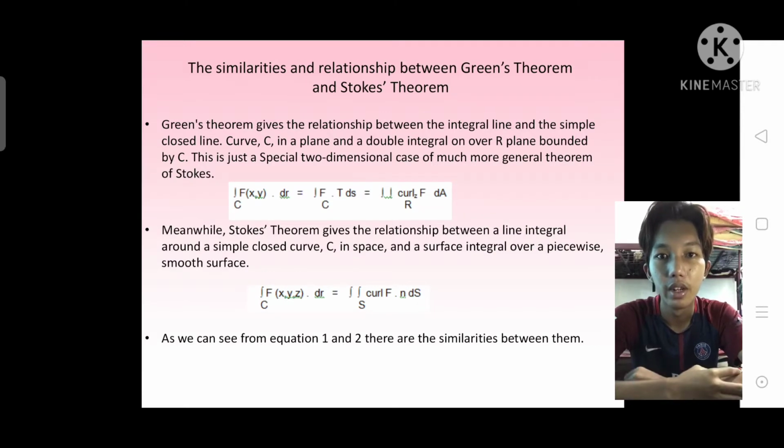Green's theorem gives the relationship between a line integral around a simple closed curve C in a plane and a double integral over the plane region R bounded by C. This is just a special two-dimensional case of the more general theorem of Stokes. Meanwhile, Stokes' theorem gives the relationship between a line integral around a simple closed curve C in space and a surface integral over a piecewise smooth surface. As we can see from equations 2 and 3, there is a similarity between them.